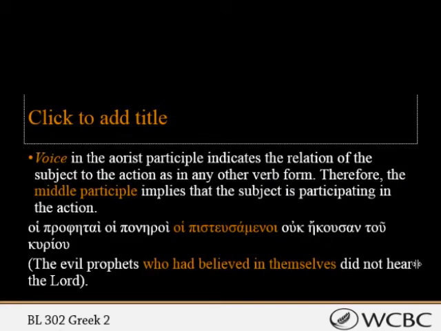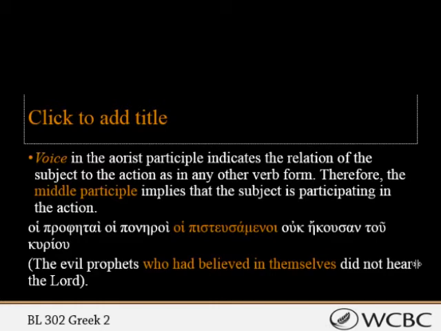As we deal with voice, in the aorist participle it indicates the relationship of the subject to the action, as to any other verb form. So when we're dealing with the active voice, we're saying that the subject is performing the action. If we're dealing with a middle voice, in this case with participles, it implies the subject is participating in the action. So the action is reflecting on that subject again, or it's being a participant of the action.